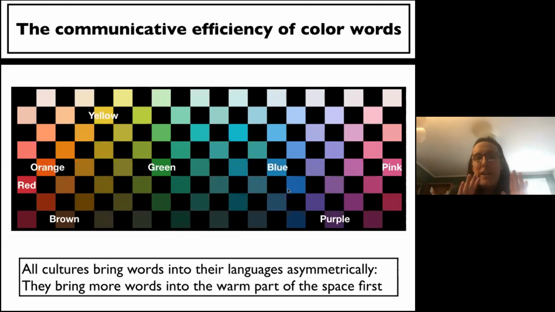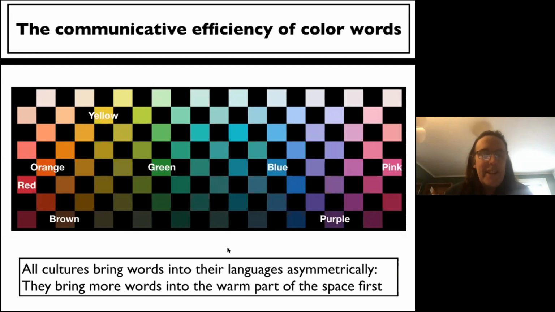The definition of cool versus warm is hard to convey versus easy to convey. Hard to convey is this part of the space; easy to convey is over here. These are things we want to talk about. These things, we don't want to talk about, backgrounds. So cool is background. Warm is foreground. And all languages do this, as does English.